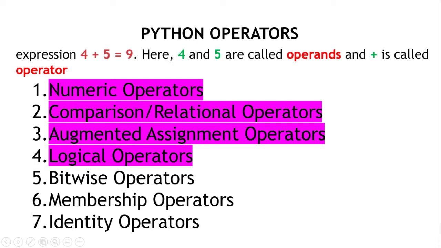So, meron tayong expression 4 plus 5 is equal to 9. Here, 4 and 5 are called operands and yung plus is called operator. Kung merong operator, like plus, minus, times, and other operators, magkakaroon tayo ng left and right operand. Left operand kapag yung number ay nasa left. Right operand naman kapag yung number ay nasa right. Then 9 is the result of the expression.